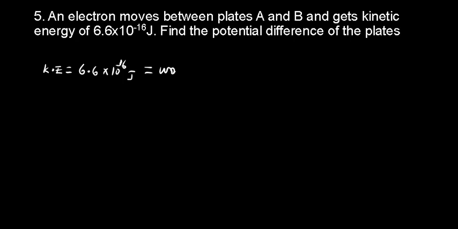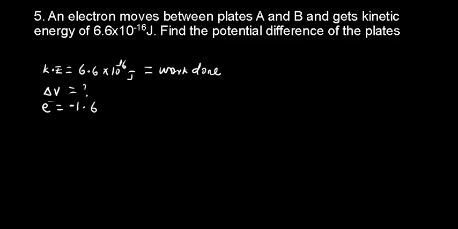Then find the potential difference. So we're looking at the potential difference of the plates. And we are looking at an electron. The charge of the electron is negative 1.6 times 10 raised to power negative 19 coulombs.